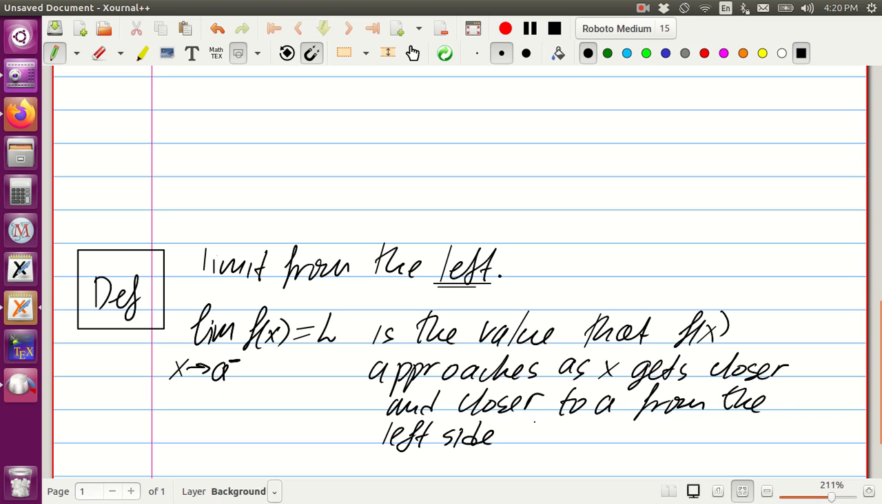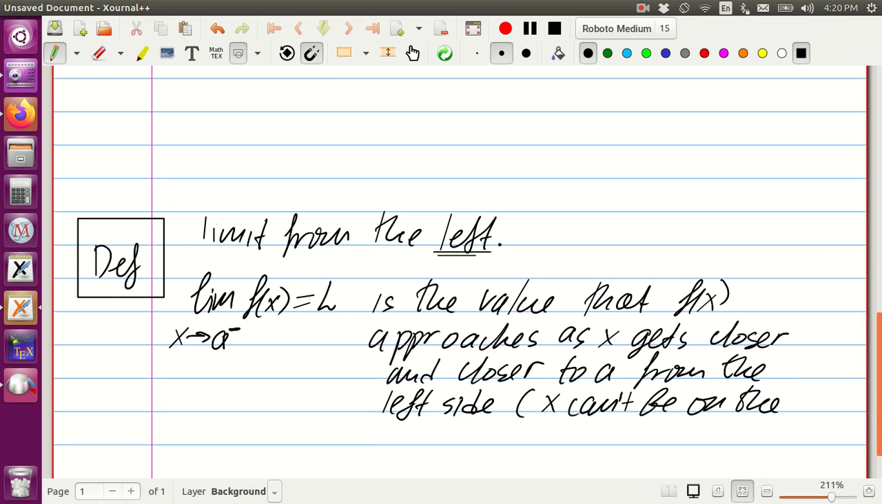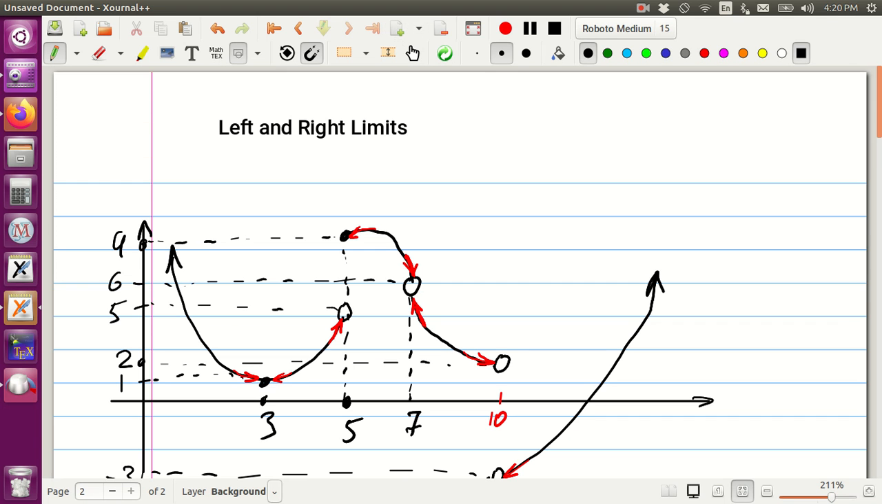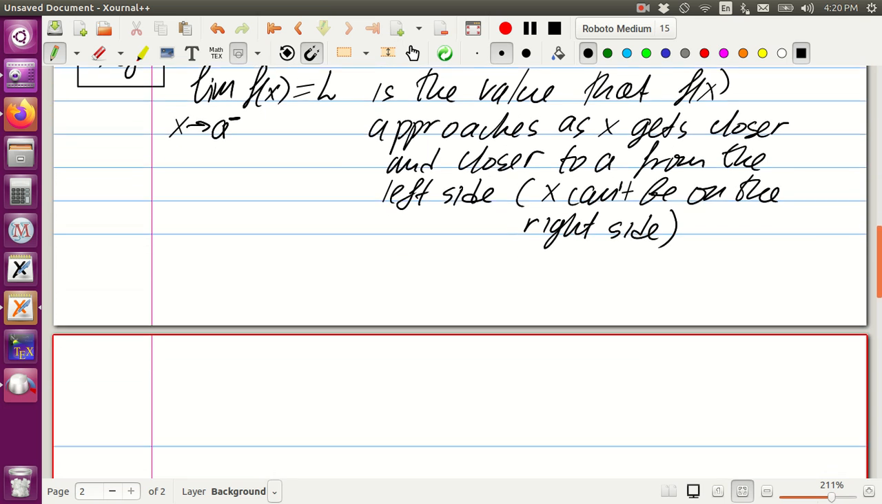So basically, what do we mean by this? x can't be on the right side. That's what we mean by the limit from the left. So again, the main idea is to put this minus on a. That means you can only be on the left side. It doesn't change the sign of a. It could be positive number, it could be negative number. This minus on top means we're just moving from the left side to a, but we cannot be on the right side of a. Okay, so we define the limit from the left.